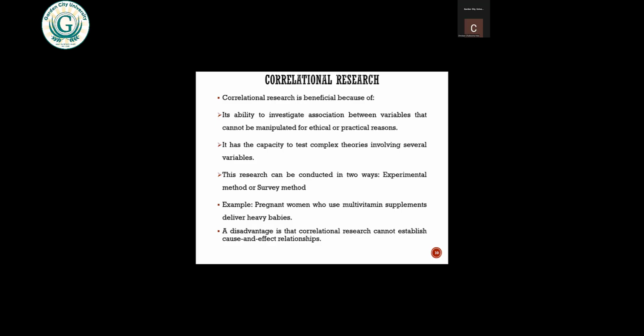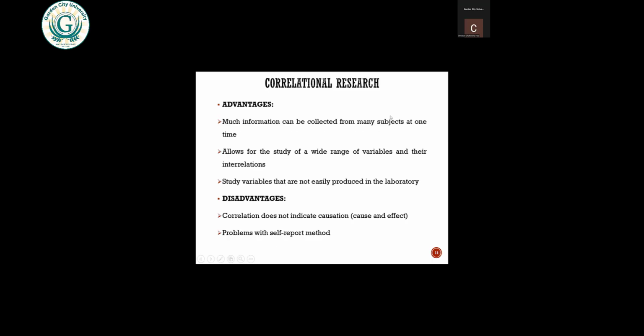whether the use of pregnant care in the early stages of the pregnancy is related to delivering a heavy baby. The main disadvantage of this type of research is that it does not establish a cause and effect relationship. It will never tell you the exact cause, but it will only tell you whether they are related. That is all it will tell you.